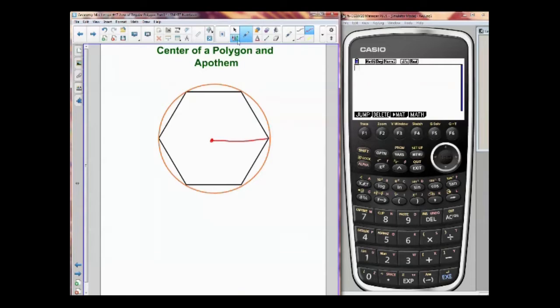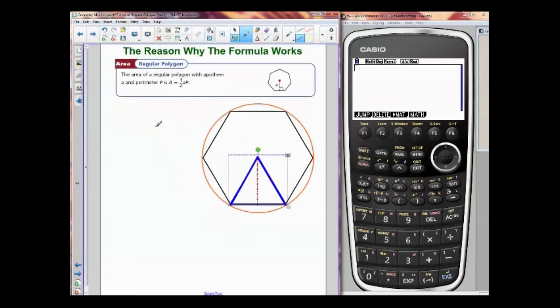Now the apothem itself is perpendicular to the side. The shortest distance from the center to a side is going to make it perpendicular. And for a regular polygon, this is also going to bisect this side, and it's going to create angles here and here. Now the formula is 1/2 of the apothem times the perimeter, and this is one reason why it works. So we have our apothem in a dashed red line right here, and it is perpendicular. So let me draw my little perpendicular sign.